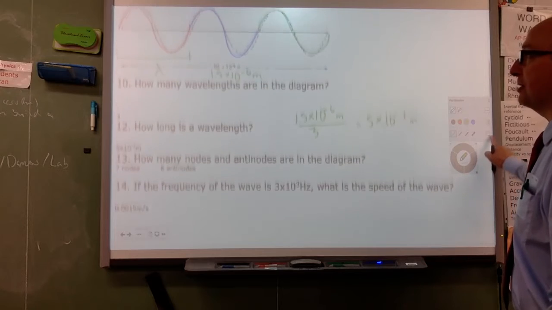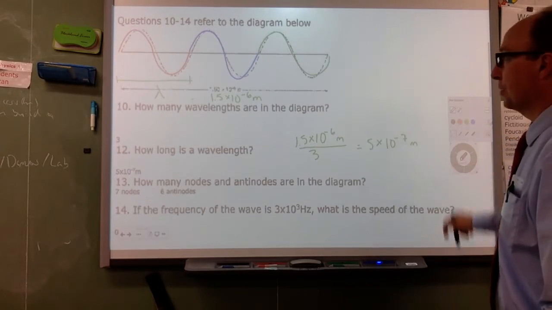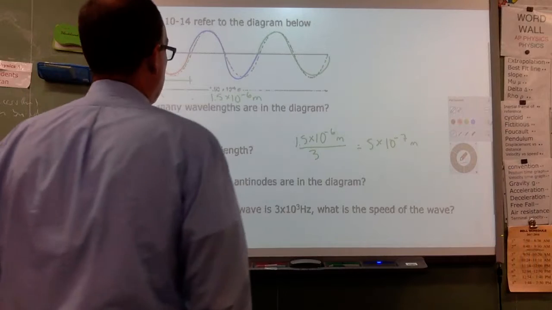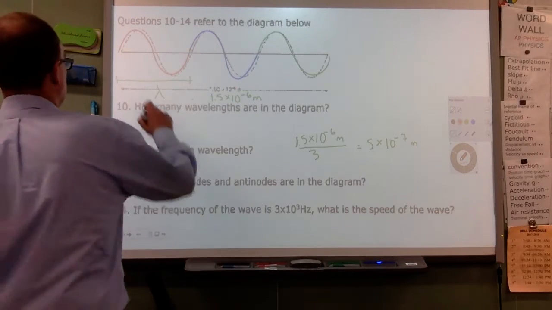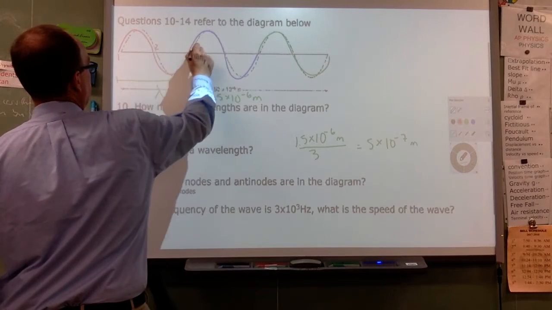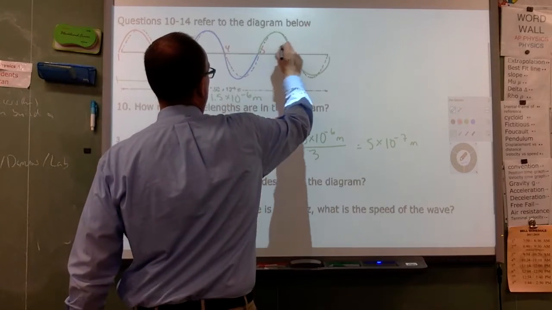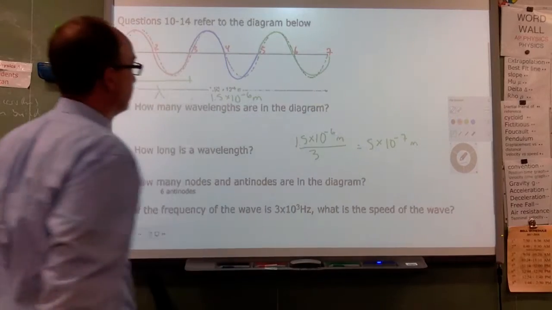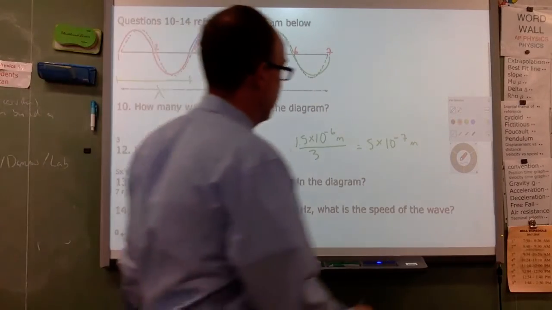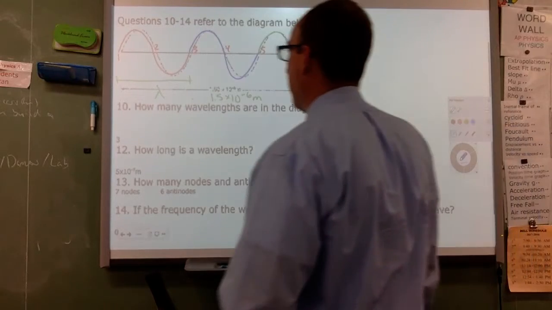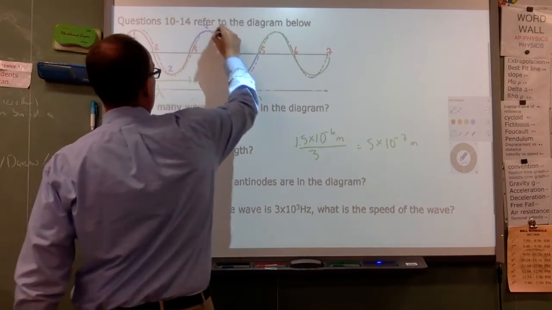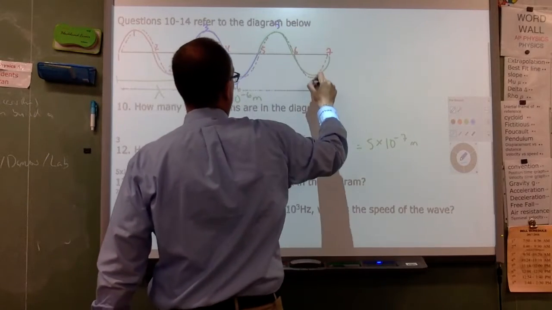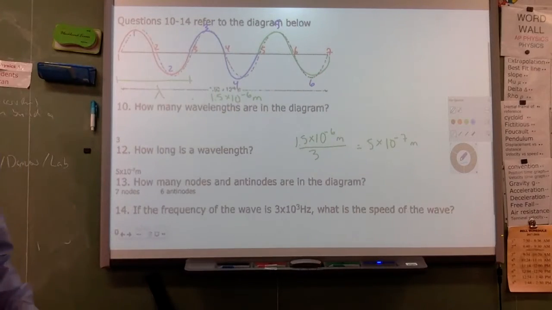All right, how many nodes and antinodes? So what are nodes? Nodes are the places where we're showing 0 energy. So we would have 1, 2, 3, 4, 5, 6, 7. Antinodes are places where we have maximum energy. So I have 1, 2, 3, 4, 5, 6. So those would have been the places on the candy bar where it was melted the most.